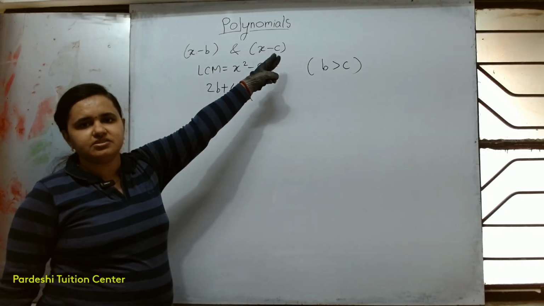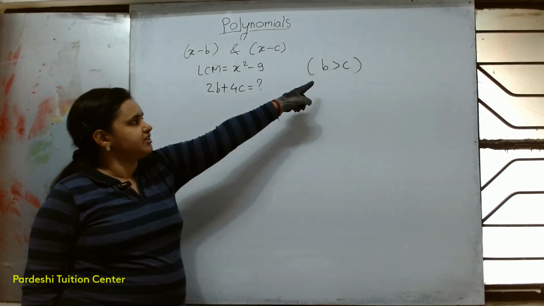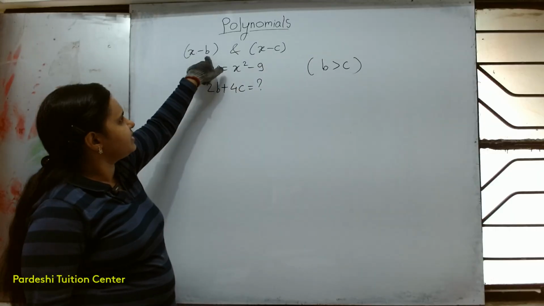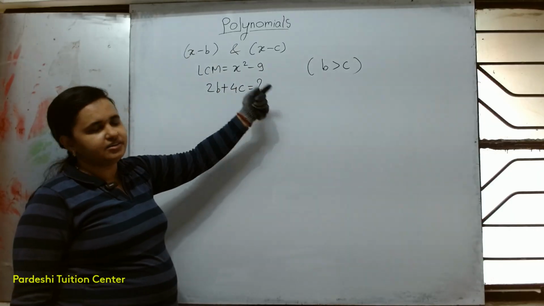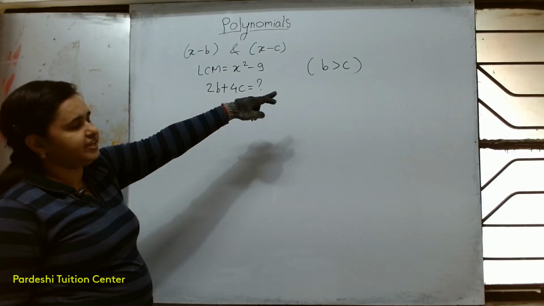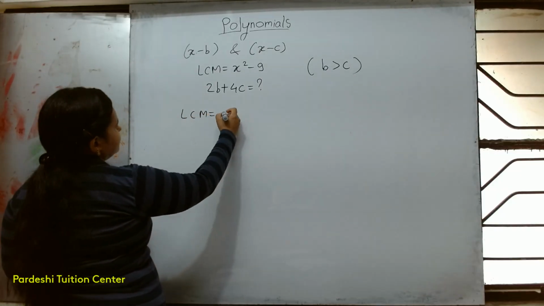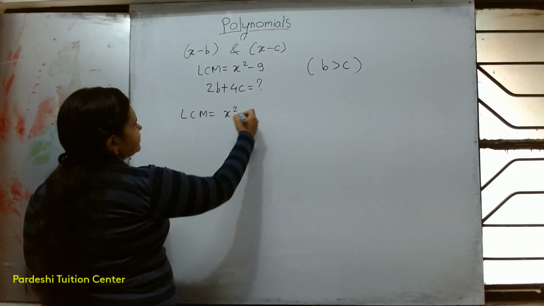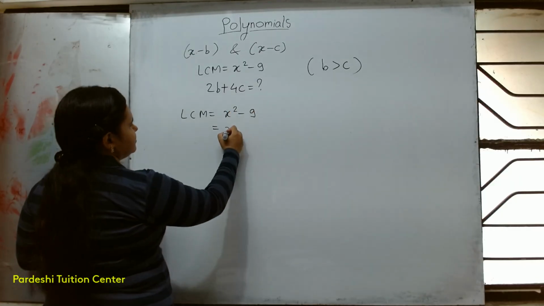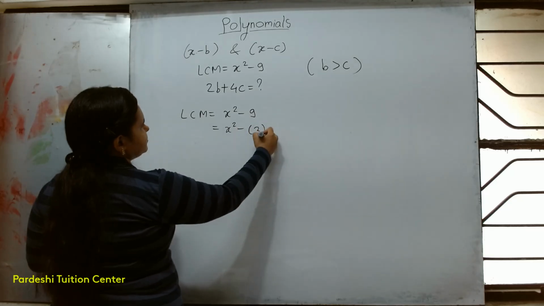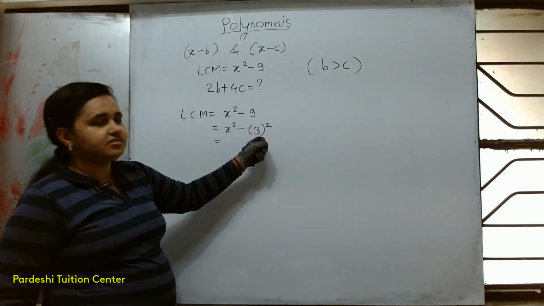These two expressions are given, their LCM is x square minus 9, and the condition is that b should be greater than c. We have to find 2b plus 4c. So first we have to find b and c. First we will find the factors of the LCM. The LCM is x square minus 9, so I can write 9 as 3 square.